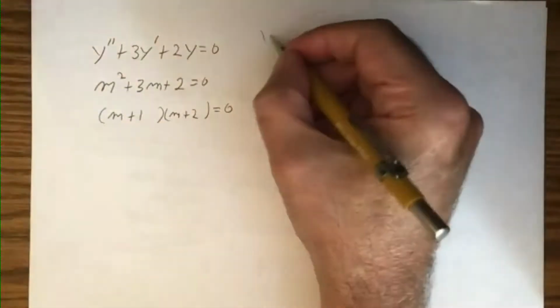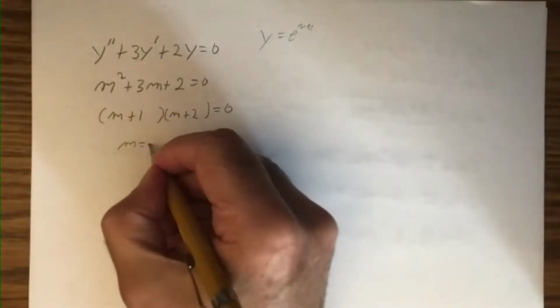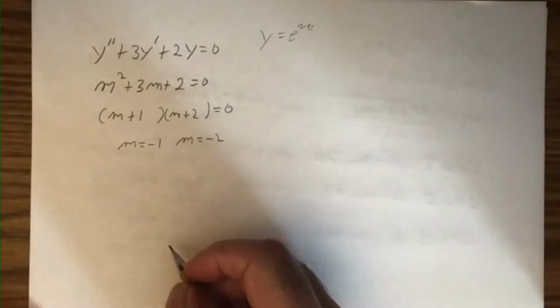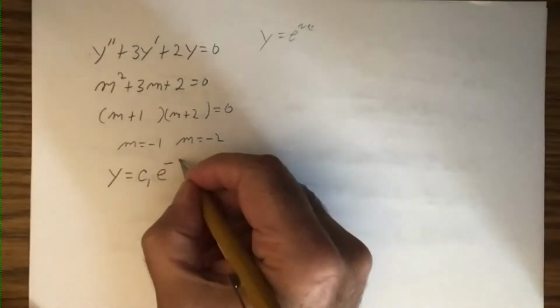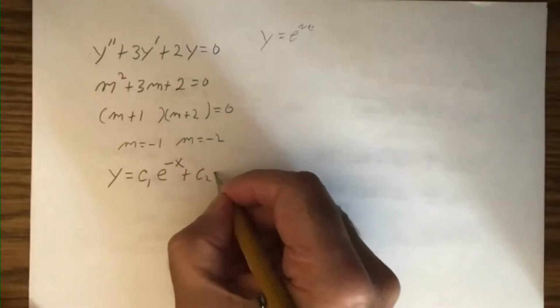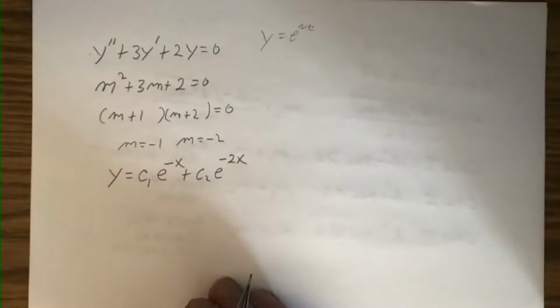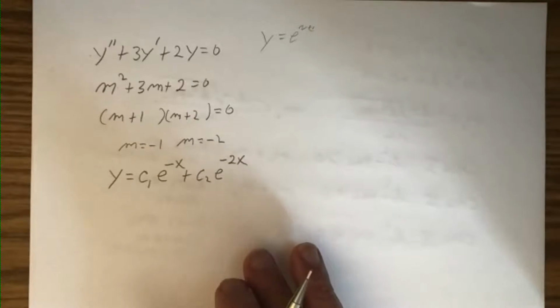I don't need to do all of this. I can immediately write down the auxiliary equation. So m is equal to -1 and m is equal to -2, right? So my solution is y equals c1 e to the minus x plus c2 e to the minus 2x. All right? So that's the solution to this differential equation. Not hard, right? Like I said, some of these are easier to do than other differential equations that we did.